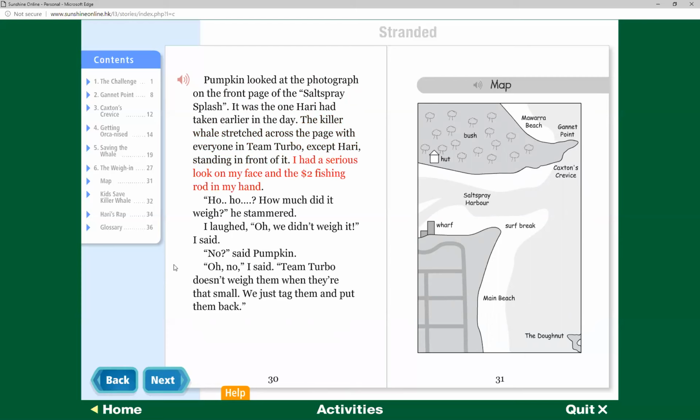I laughed. "Oh, we didn't weigh it," I said. "No?" said Pumpkin. "Oh, no," I said. "Team Turbo doesn't weigh them when they're that small. We just tag them and put them back."